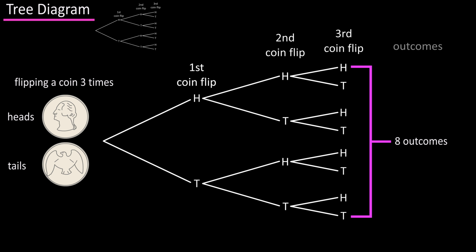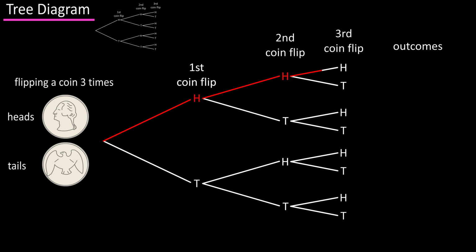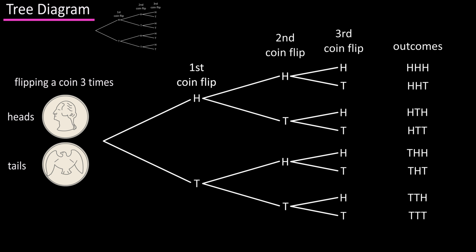And we can write those in on the right side of the diagram to make it a bit clearer. So at the end of path 1, we could have gotten a head on flip 1, a head on flip 2, and a head on flip 3. So HHH for the outcome. Next we have a head on flip 1, head on flip 2, and a tail on flip 3. So HHT. And you would go through the rest of the paths or branches and fill in the possible outcomes as you see on the screen.